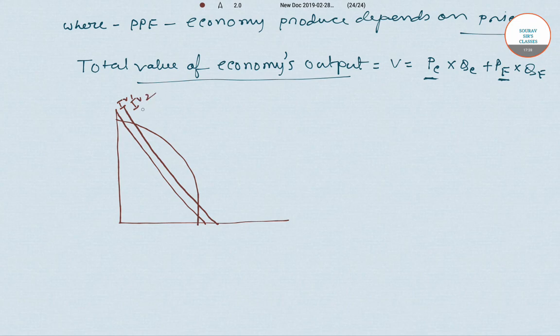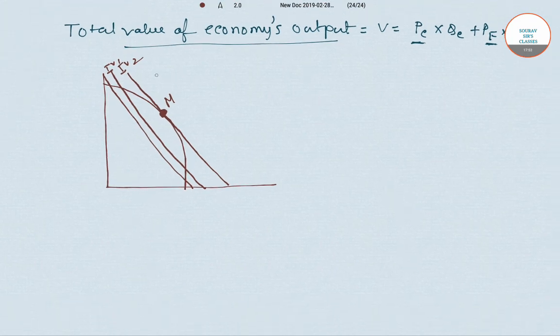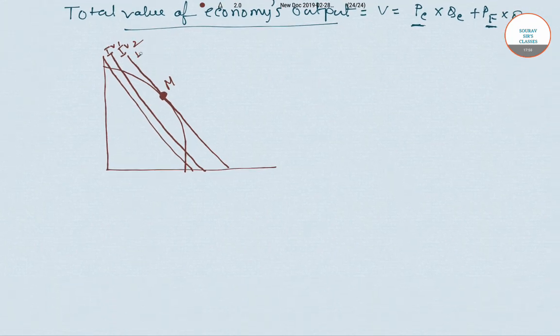Say there is another here which is tangent to this point, which is known as M, and there is another line, this I will write as IV3, and there is another which lies beyond the PPF, which we will name as IV4. So we have these four iso-value lines.